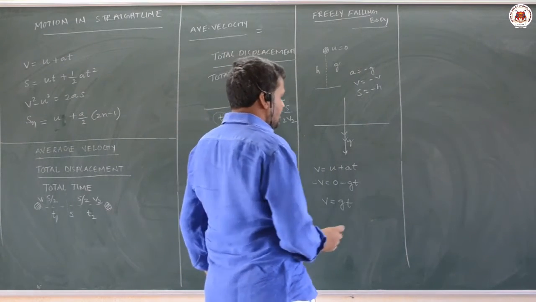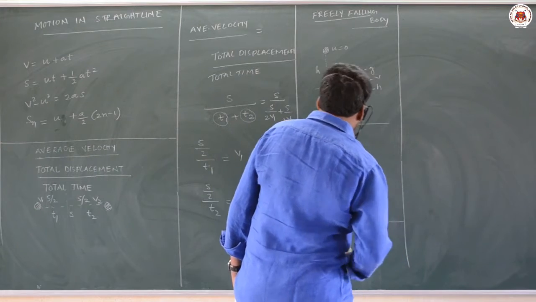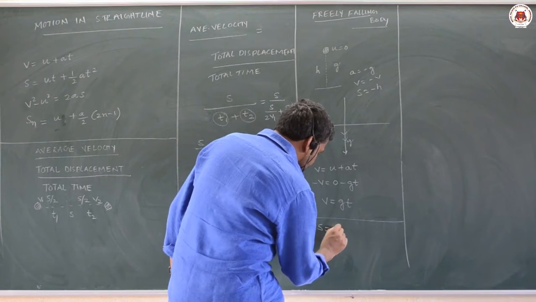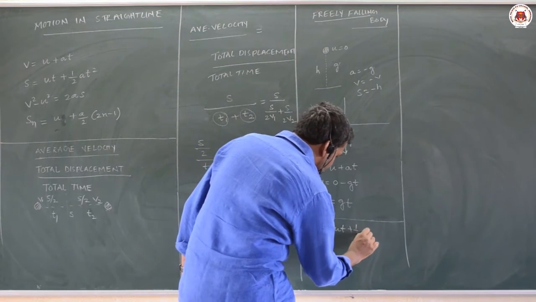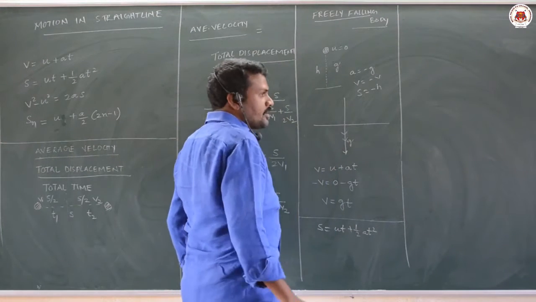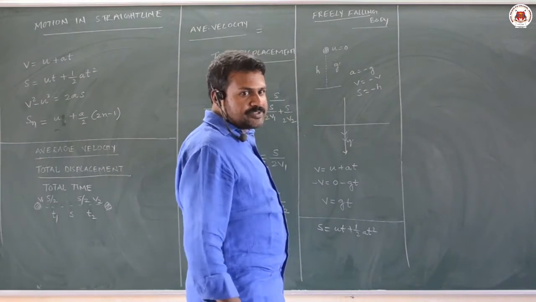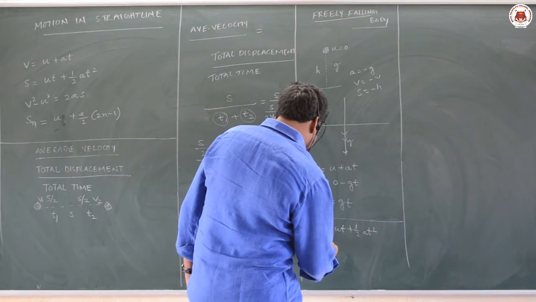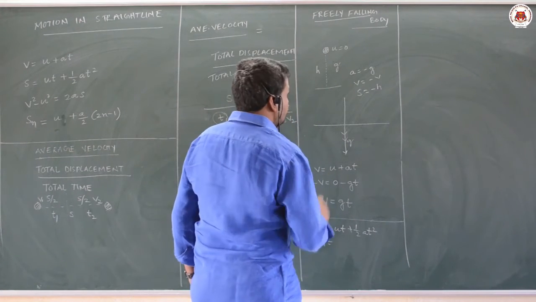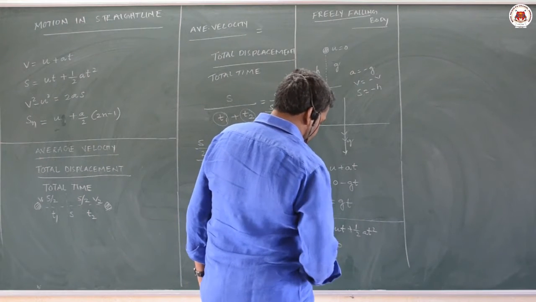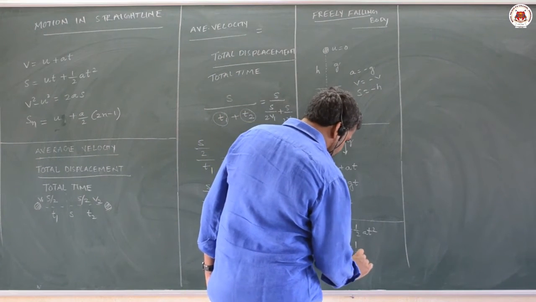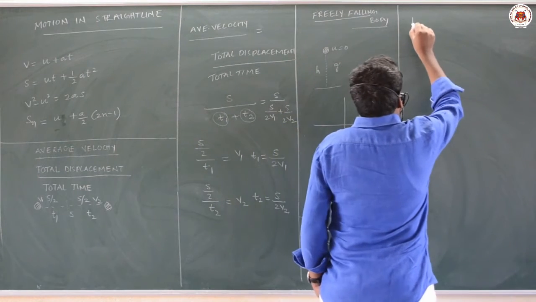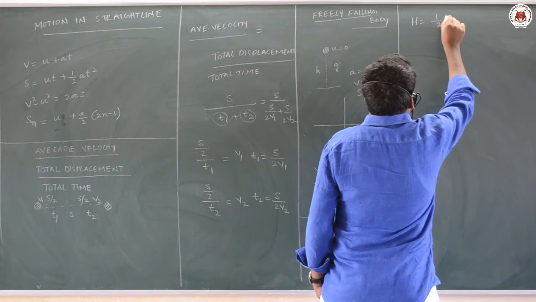Similarly, you take next equation, s is equal to ut plus half at square. Then this you can take minus h is equal to, initial velocity is 0, minus half gt square, therefore h is equal to half gt square.